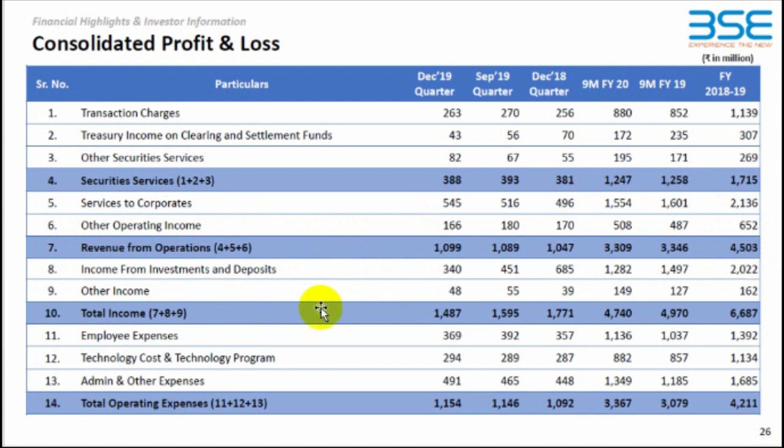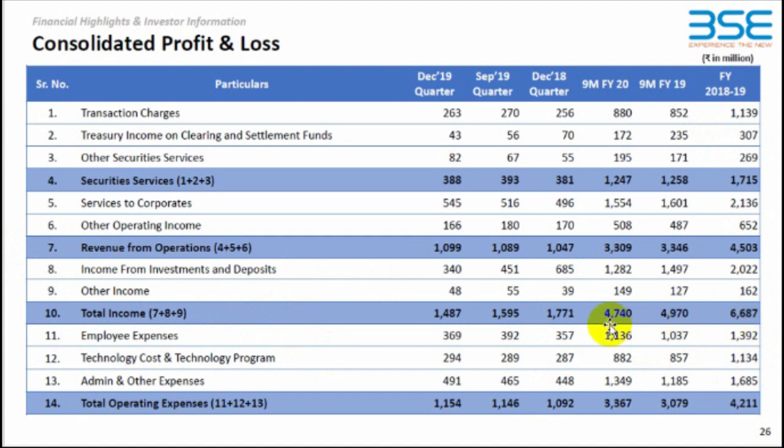Income from investments and deposits generated around 202 crores. This is the investment activity that the company has been doing. Other income has generated around 16 crores. So total income generated in 18-19 was 668 crores.